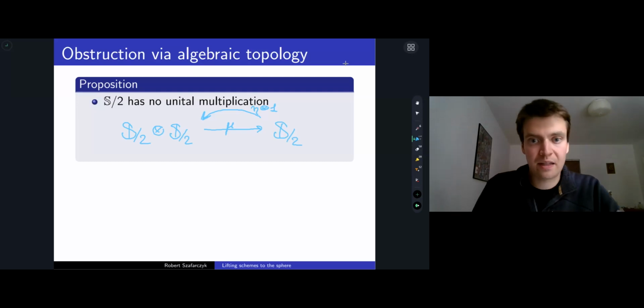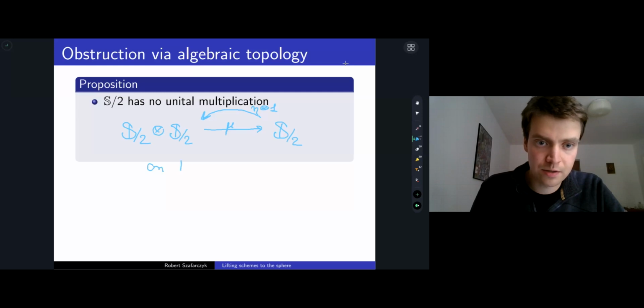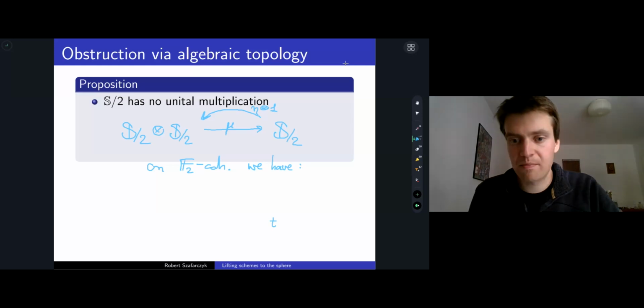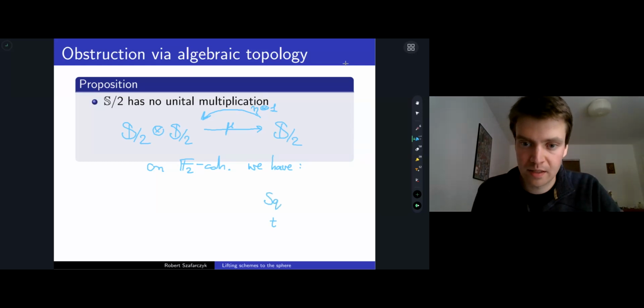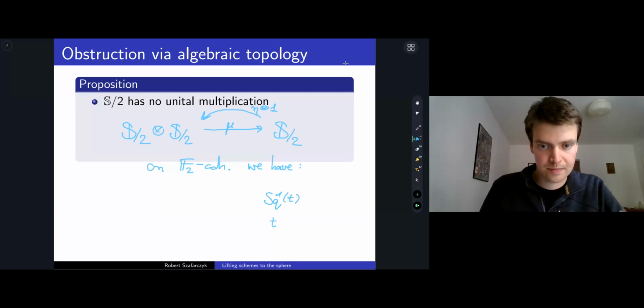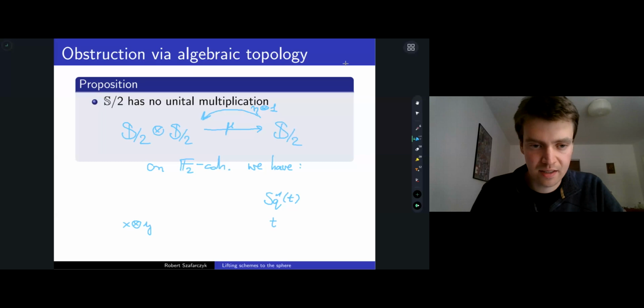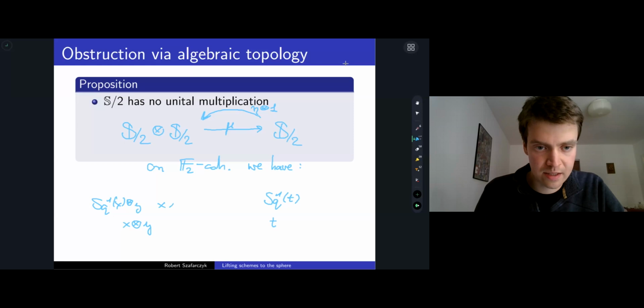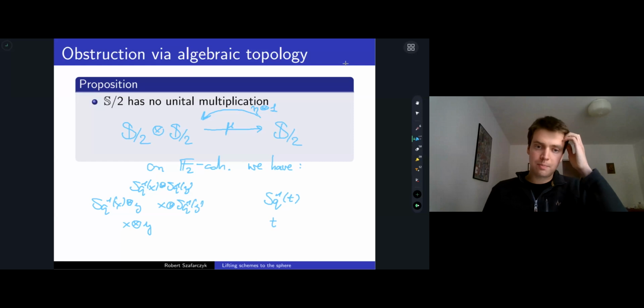And we can show that this splitting cannot occur because on F2 cohomology, the one on the left is generated by some t, and then the first Steenrod square of t. On the right, we have generators, which I'm calling x, y, and t. And here by the Cartan formula, we would have x times y, SQ1 x times y, x times SQ1 y, and also SQ1 x, SQ1 y.